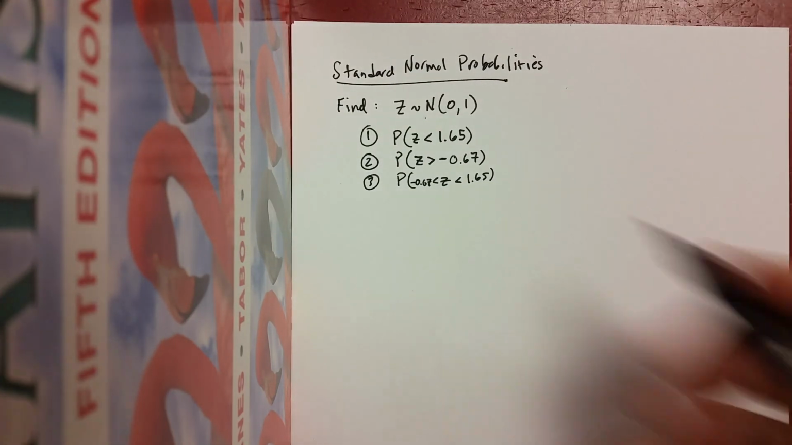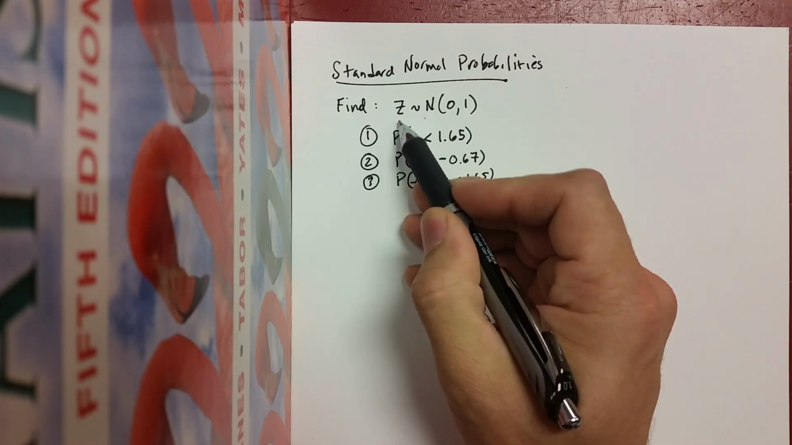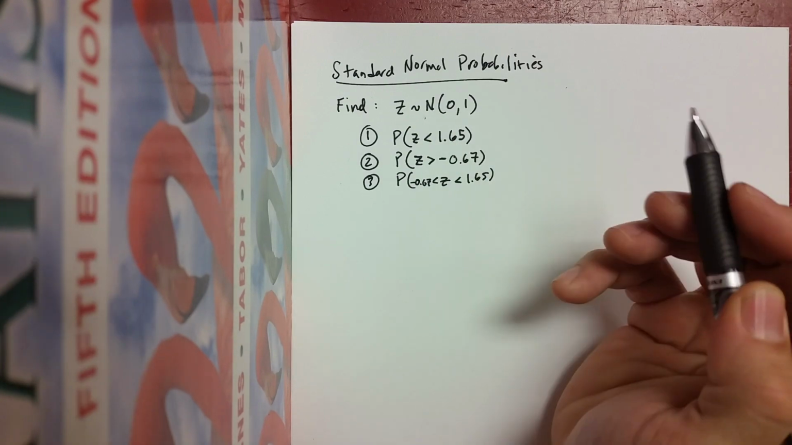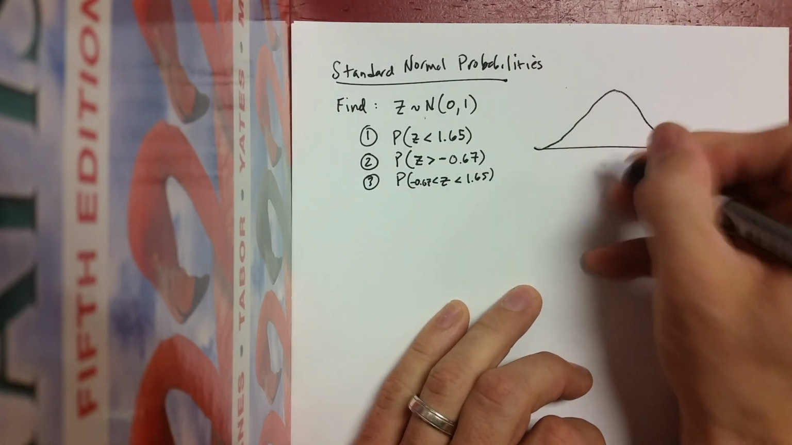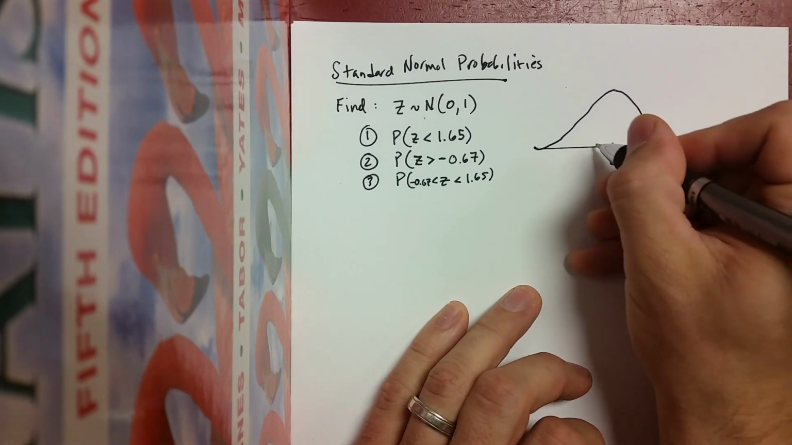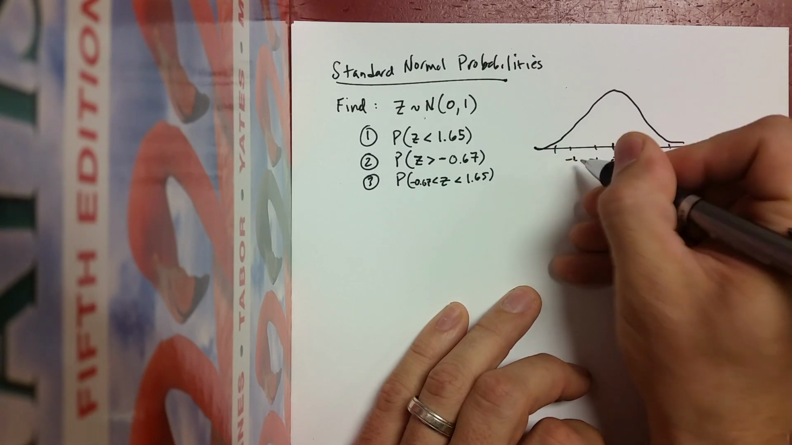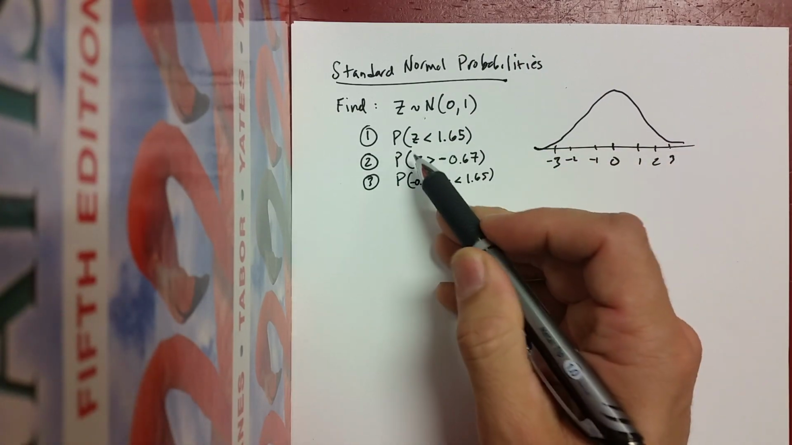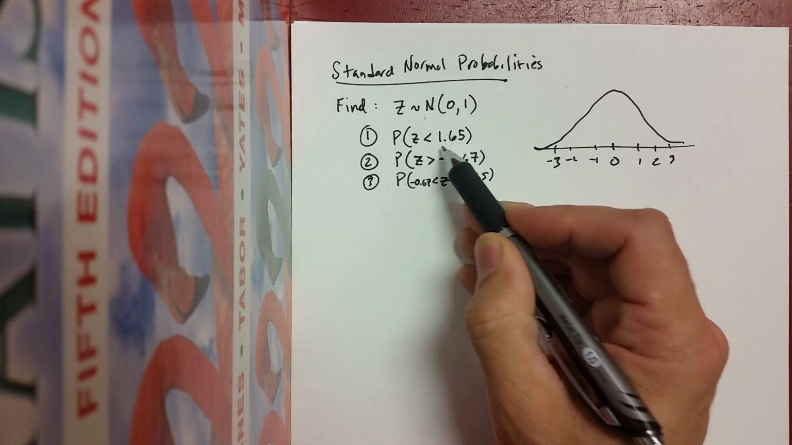I have three problems here that I want us to think about real fast. First, we're given that Z is approximately normal with a mean of 0 and a standard deviation of 1. In other words, we're working from this normal curve, centered at 0, and we go up 1, 2, 3 standard deviations on either side of the mean. In our first problem, we want to know the probability of randomly selecting a Z from this distribution that's less than 1.65.